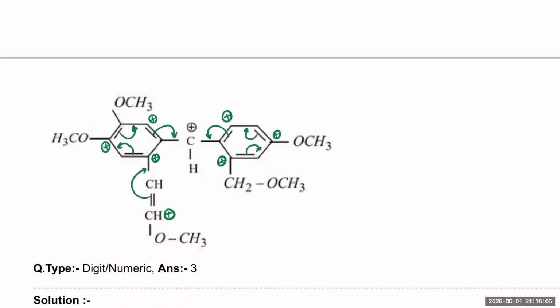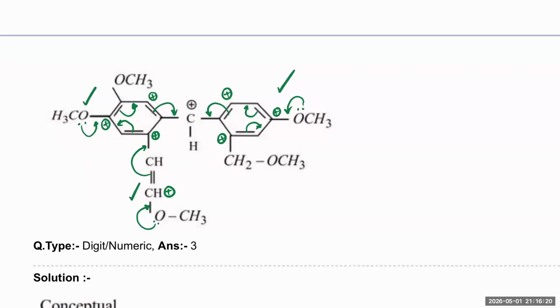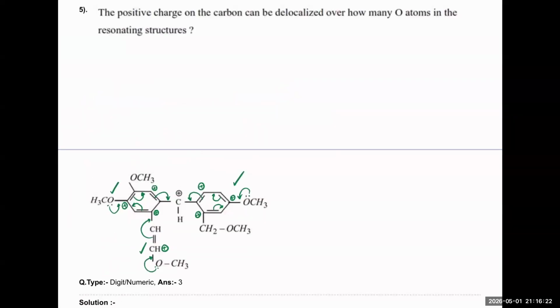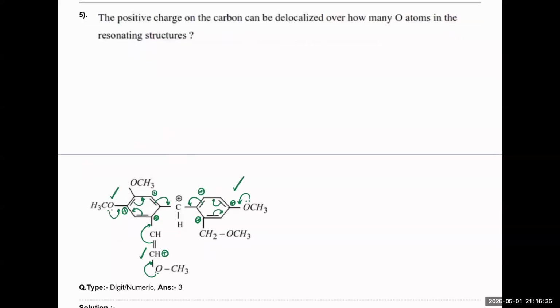Now notice this lone pair will be involved in resonance. Tick. This lone pair will be involved in resonance with the positive charge. Tick. This lone pair will also be involved in resonance with the positive charge. Tick. That's it. These three. Very simple but very effective question, because conceptually you will get to know the directions, how the resonance works, and how the lone pairs are involved. I hope all of you got this. Any doubt?